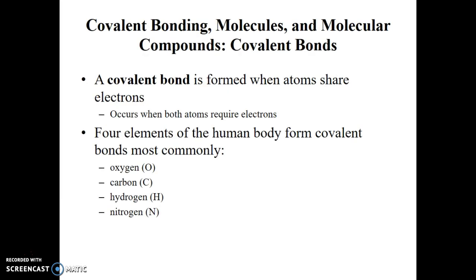A lot of our macromolecules are formed through covalent bonds and ionic bonds. We have both covalent and ionic bonds that work together to form the macromolecules that make up living things. The most common elements that form covalent bonds: oxygen forms covalent bonds with hydrogen, forming what we call water.